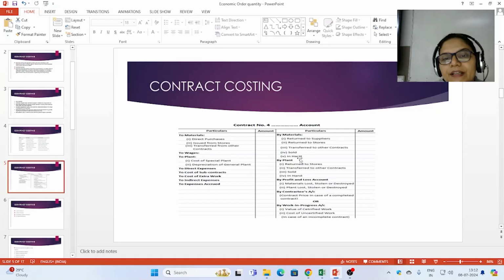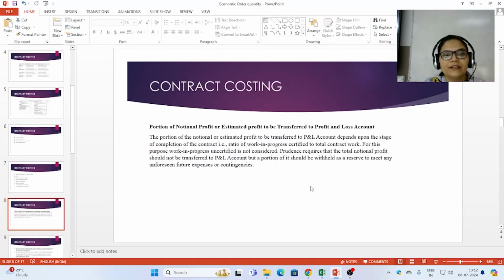Next is material being lost or destroyed. If the materials on the contract are lost or destroyed by fire, the contract account is credited and the P&L account is debited with the cost of such loss. This is done because this loss is not a loss happening on the contract, but an abnormal loss which is not treated as a part of the contract. So this is how we have done some theoretical aspects. These are the points we have already covered.